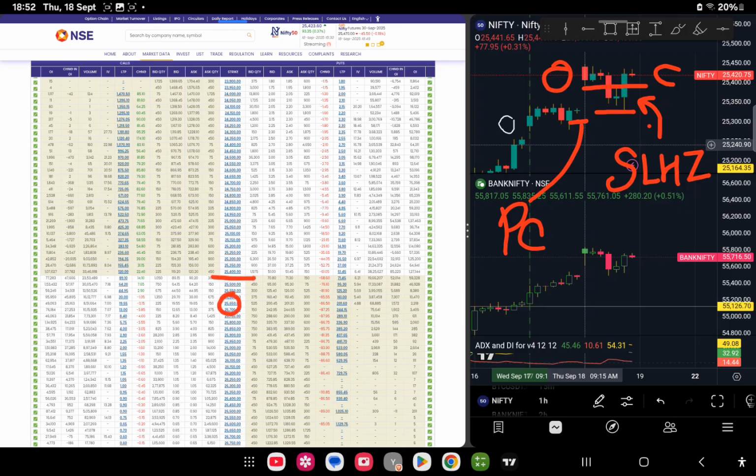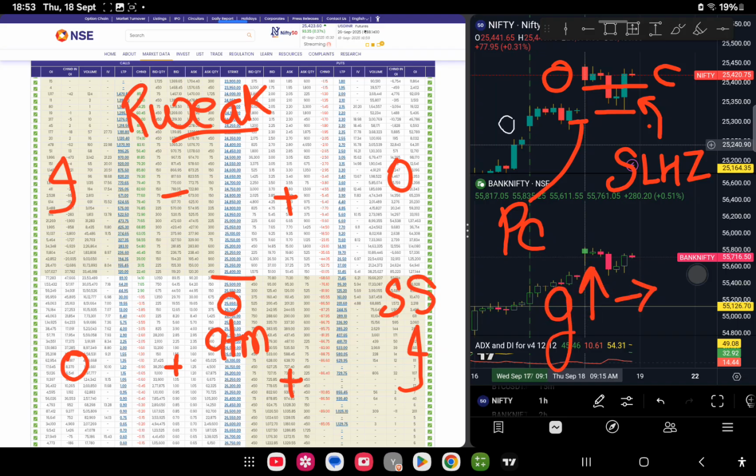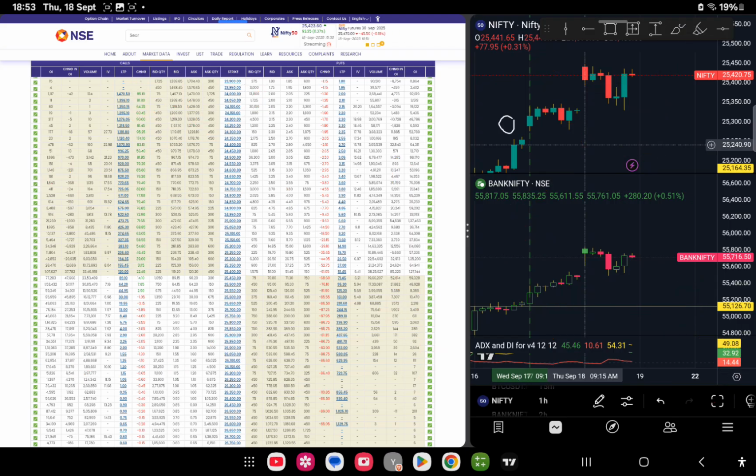When 400 is our ATM open, you could see it's positive for the OTM side, and when you take ITM, it's positive here because the support is strong, and it is negative here because the resistance is weak. So you could see whenever a gap up happens, by default support becomes very strong. Okay, now we'll move on.